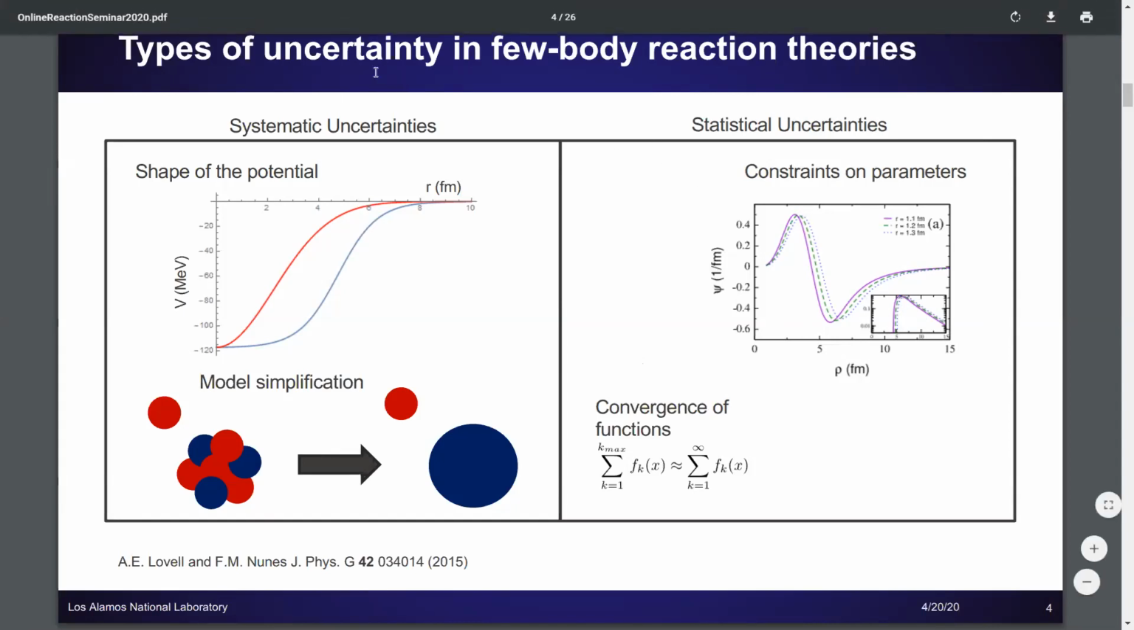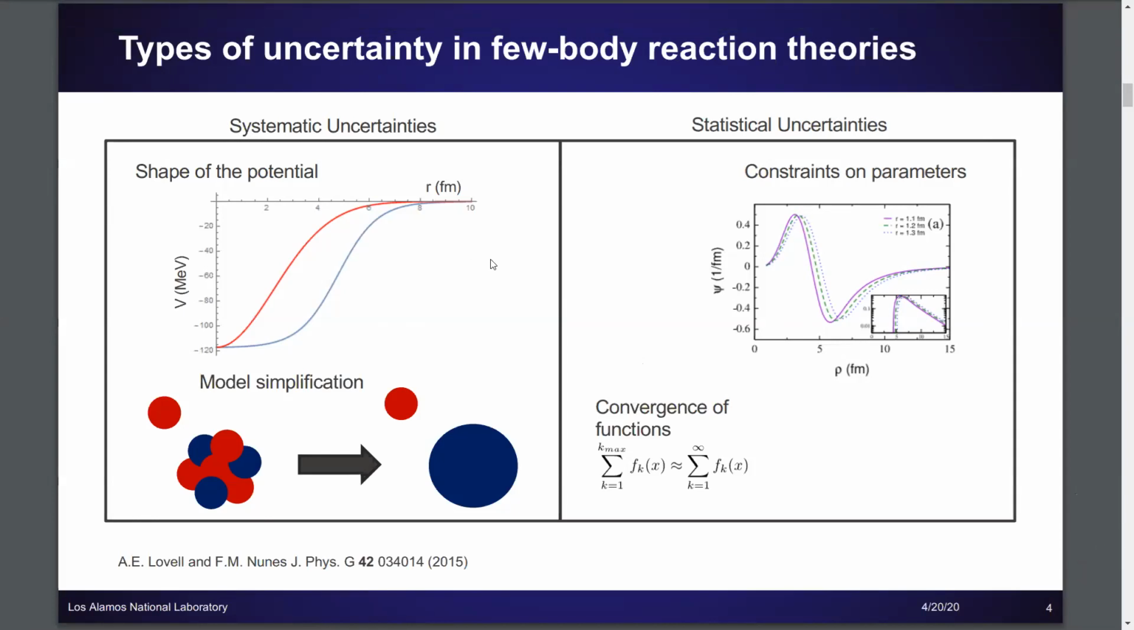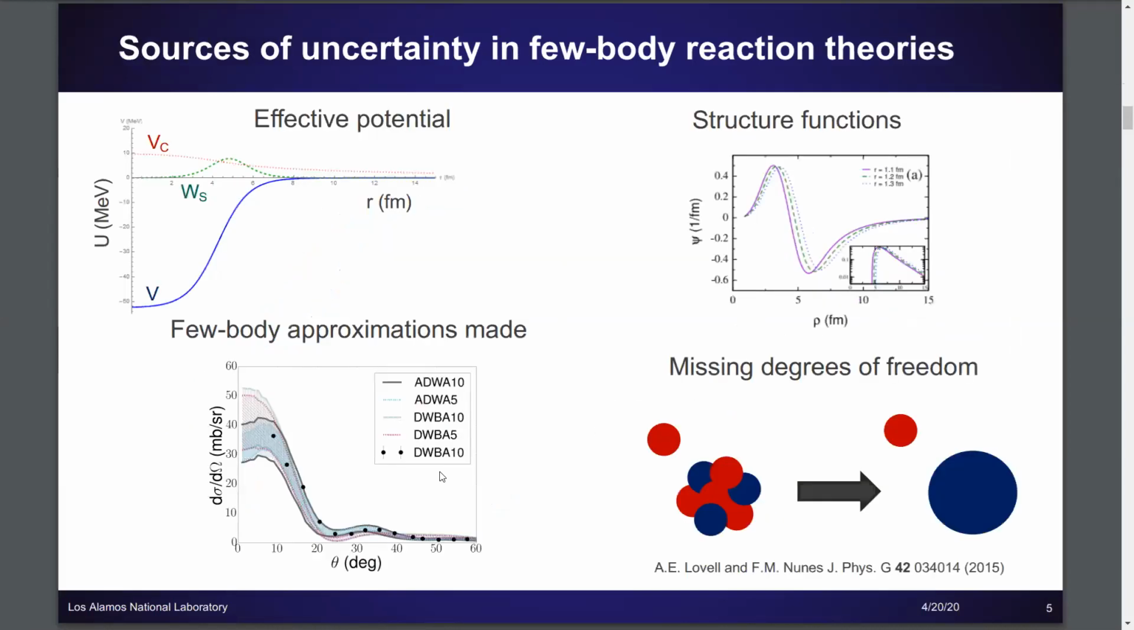And then systematic uncertainties that deal more with, say, the shape of the potential that we're using. If we're using a mean field-like potential, is it a Woods-Saxon? Is it a Gaussian? And then how do we simplify our model? Specifically, we're looking at few body reactions here. So how do we go from the many body problem to, say, a 2 or 3 body problem? And what types of degrees of freedom does that leave out of our calculation, and what impact does that have? So over the past several years, we've identified 4 main sources of uncertainties in our few body reaction theories.